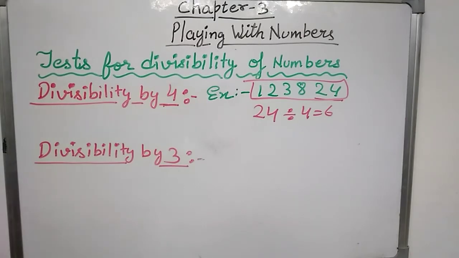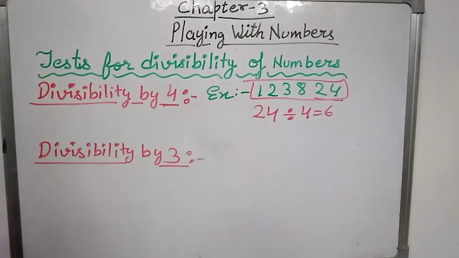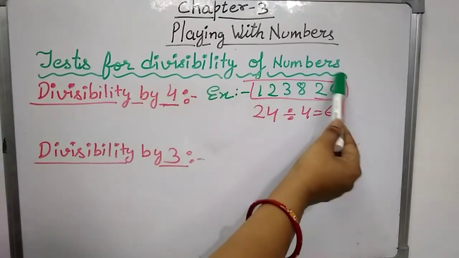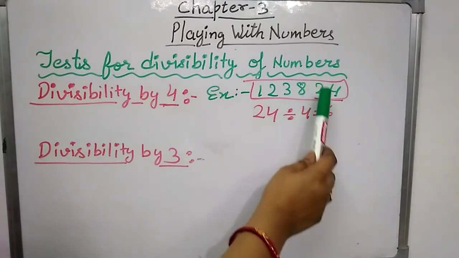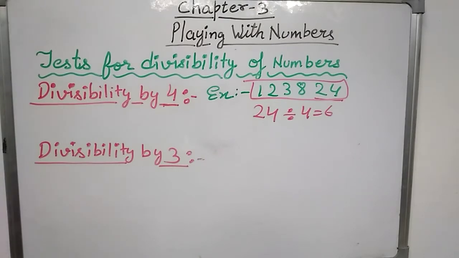So for number 2, we check only the ones place digit, and for number 4, we consider the digits at the ones and tens place. These 2 digits should be divisible by 4, so that the given number can be divisible by 4.